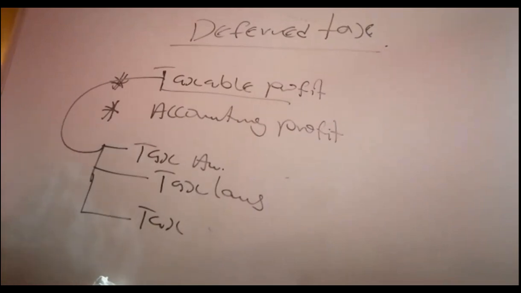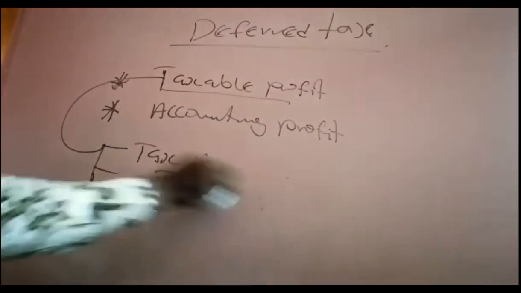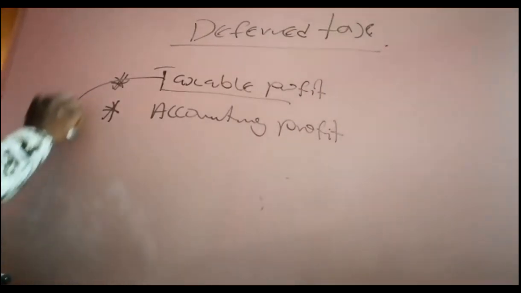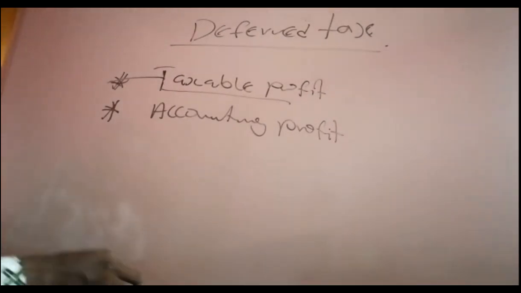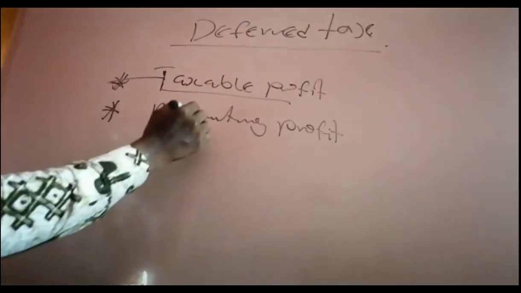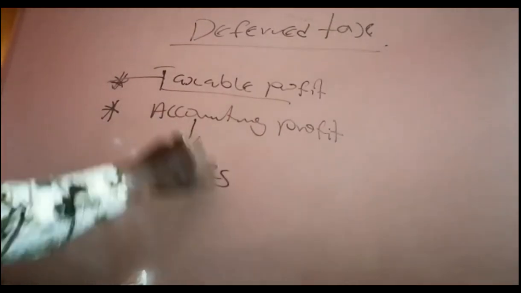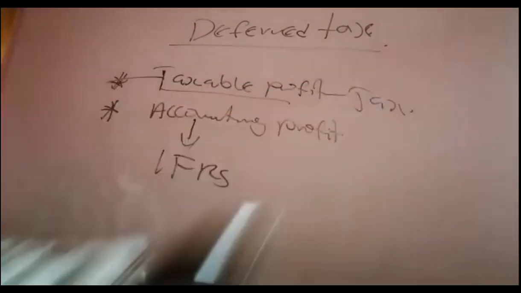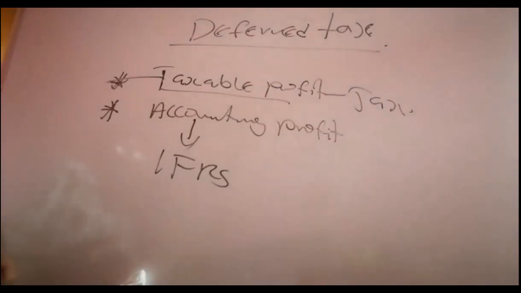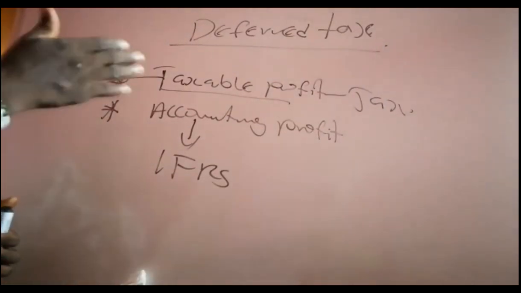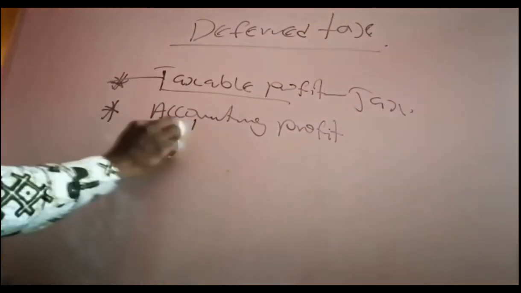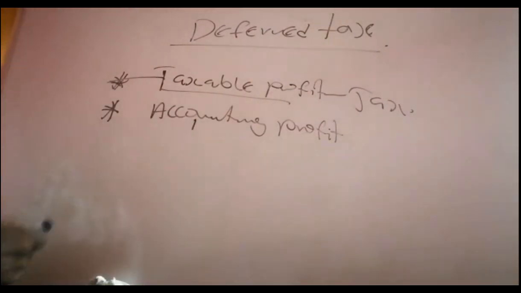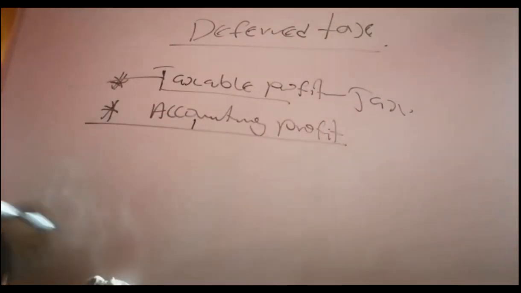Now let's see. These two profits, would they be the same or would they be different? They differ, because the bases are not the same. Accounting profit uses IFRS to determine it. The other uses the tax laws. So if the provisions stated in these two laws are not the same, then it will create a difference. In fact, there's a difference. We have grouped the difference into two. The first difference, we call it what? Permanent difference.